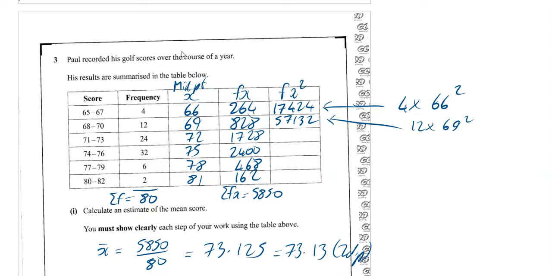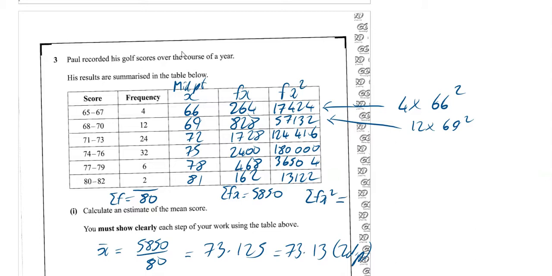Next one's going to be 24 times 72 squared. Again, very big. 124,416. And the next one's going to be 32 times 75 squared, which is going to be 180,000. Next one could be 6 times 78 squared, which is going to be 36504. And next one's going to be 2 times 81 squared, which is going to be 13122.